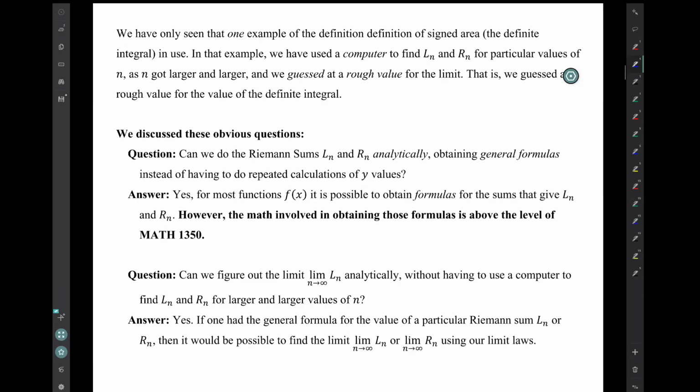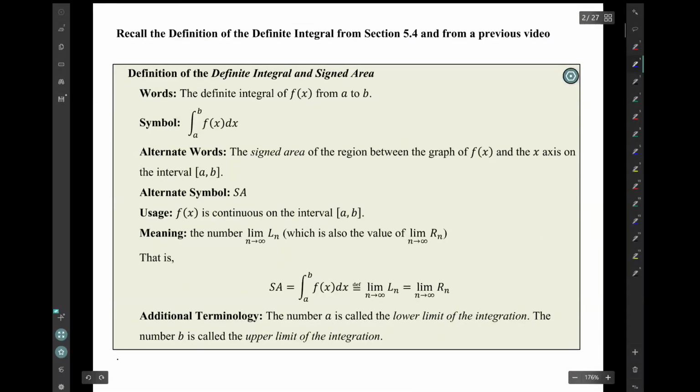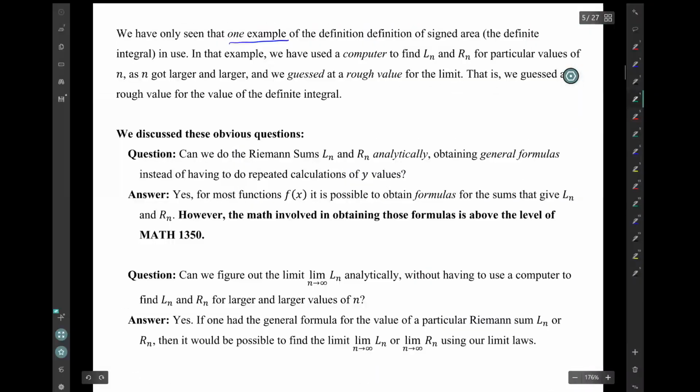Now note that we've only seen that one example of the definition of signed area, the definite integral, in use. That is the definition that says that this definite integral, that signed area, is a limit of Riemann sums. And in that example, we used a computer to find L_n and R_n for particular values of n as n got larger and larger, and we guessed at a rough value for the limit. That is, we guessed at a rough value for the value of the definite integral.